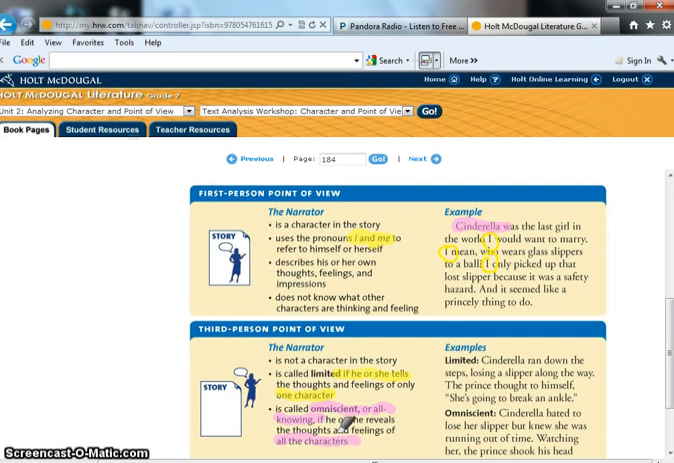Cinderella ran down the steps, losing a slipper along the way. The prince thought to himself, "She's going to break an ankle."